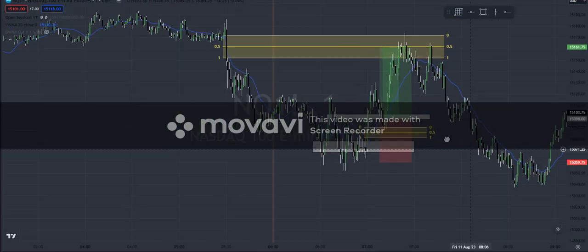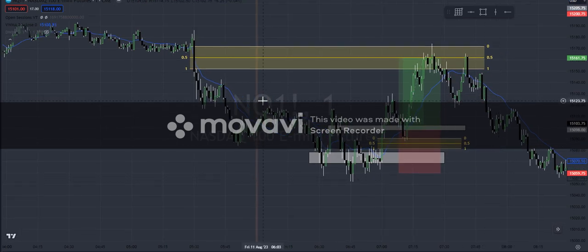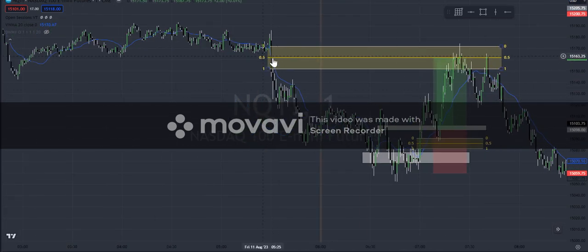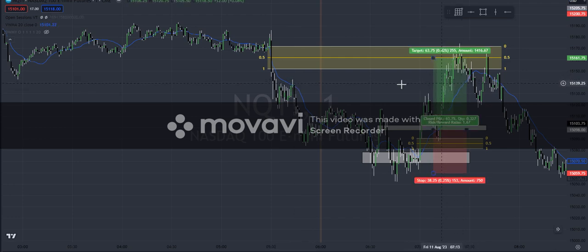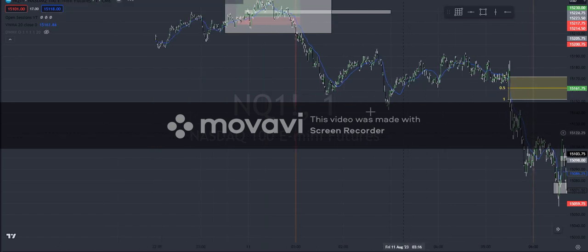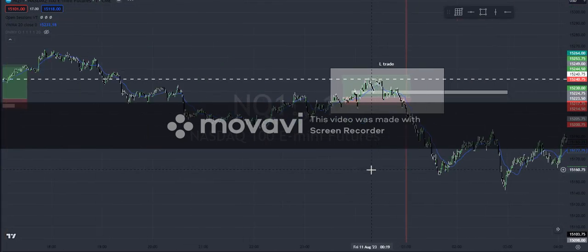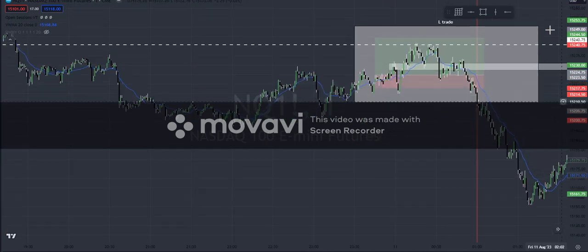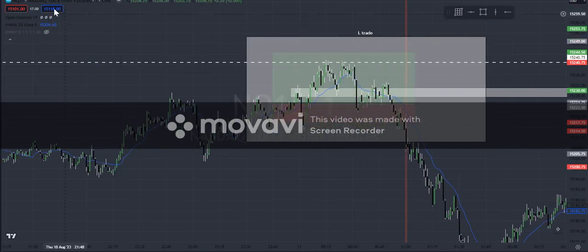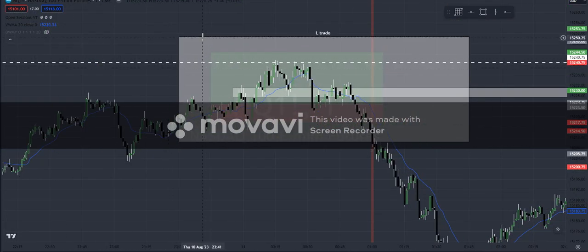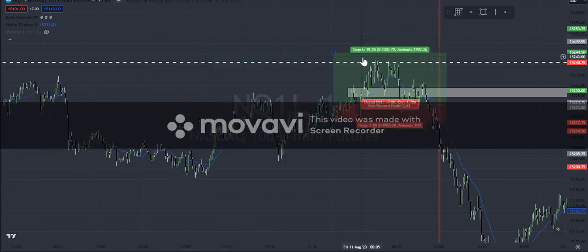This is New York Open. Target, you can target fair value gaps, liquidity levels. You can target this high, but it's not much points. All right, let's go to the next day. This was an L trade, regardless. I'm gonna show you why.